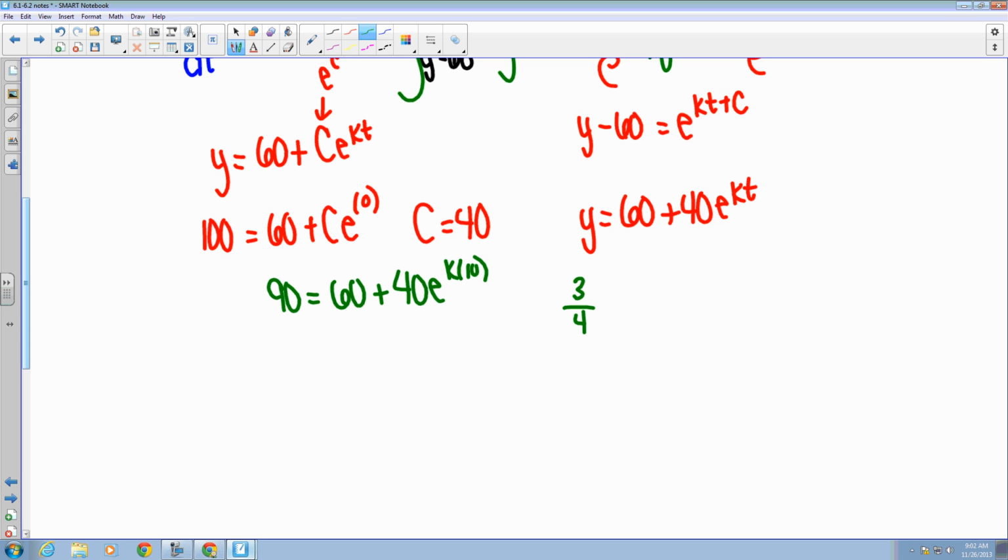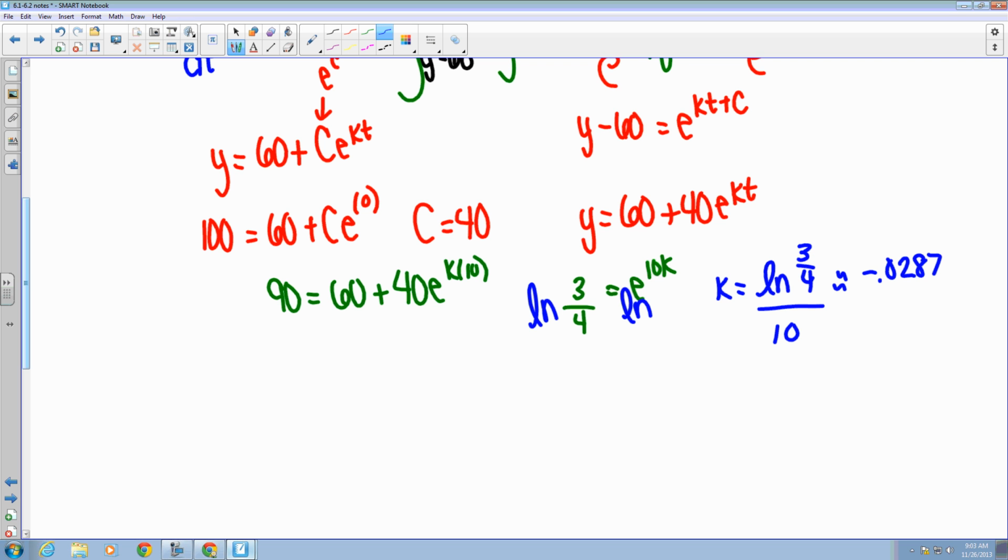Subtracting the 60 and dividing by 40, you'll get 3/4 equals e^(10k). Take the natural log of both sides. k is equal to the natural log of 3/4 divided by 10, which is negative 0.02877. So our function is 60 plus 40e^(-0.02877t).